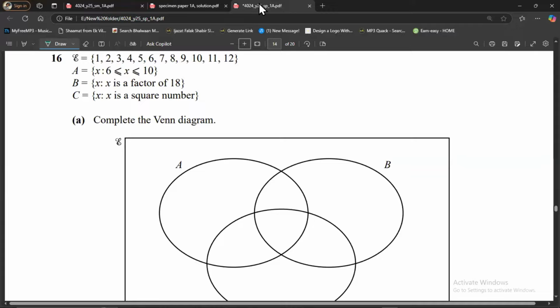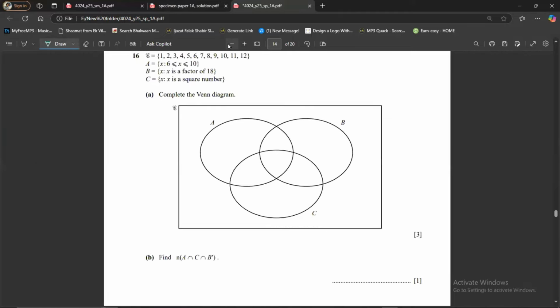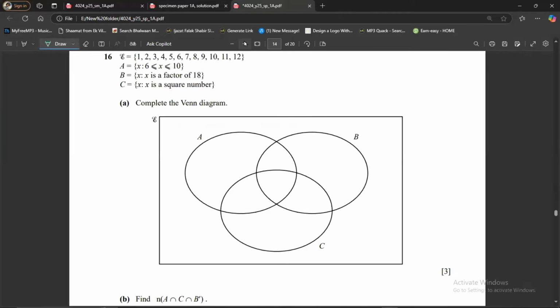B is x such that x is a factor of 18, so it will be 1, 2, 3, 6, 9. And C is x such that x is a square number, so C will be 1, 4, 9. Okay, so we have to complete the Venn diagram, and it's a 3 marks question.